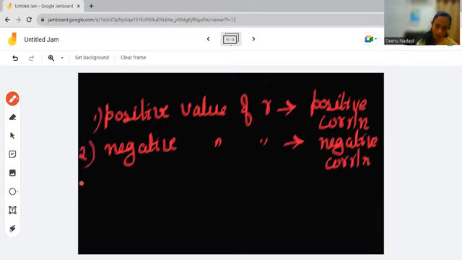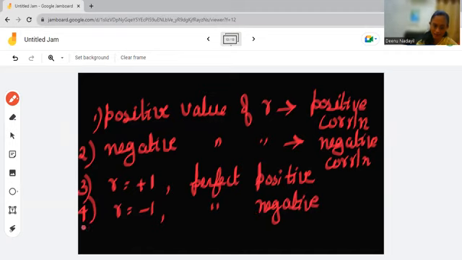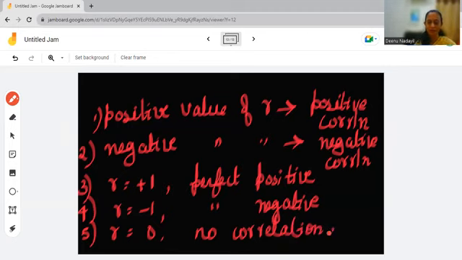And if gamma is exactly plus 1, if you are getting the answer as plus 1, then the correlation is said to be perfect positive correlation. And if gamma equals -1, then correlation is said to be perfect negative. And if gamma is 0, then there is no correlation. If we get the correlation coefficient as 0, then we will say that there is no correlation that exists between the variables.